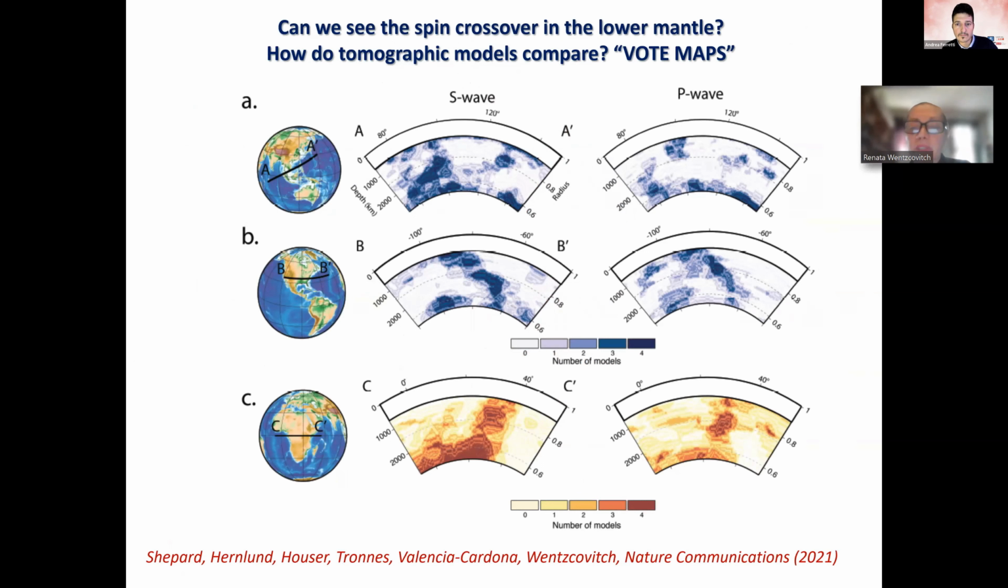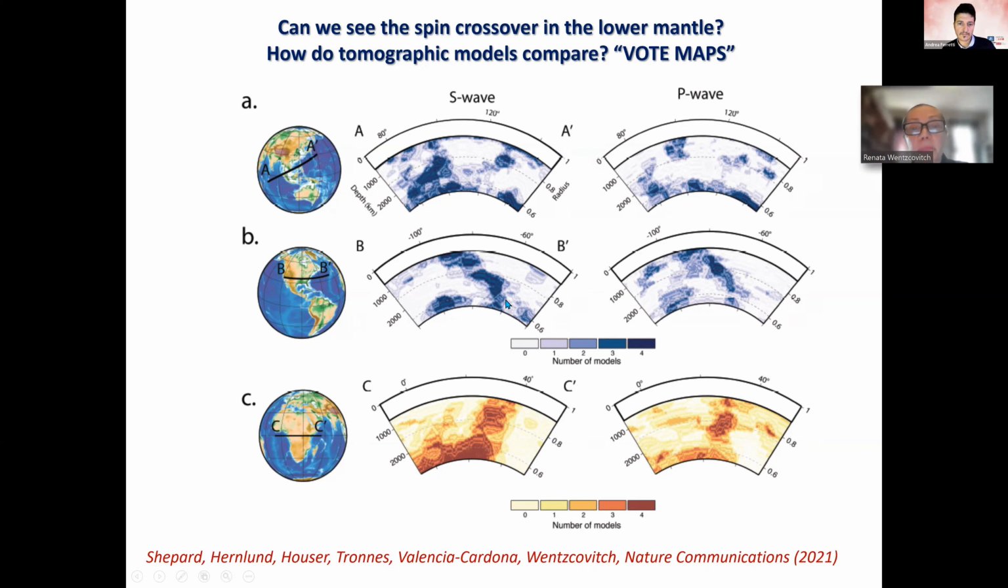These maps that I have are called Vote maps. These tomographic maps differ from each other. You look at this sort of average shear velocity map and P velocity map. These blue regions are cold regions. This is a cut in the Pacific. This cold blue region is one plate that is subducting into the mantle. This is the S wave image of that plate. This is the P wave image of that plate.